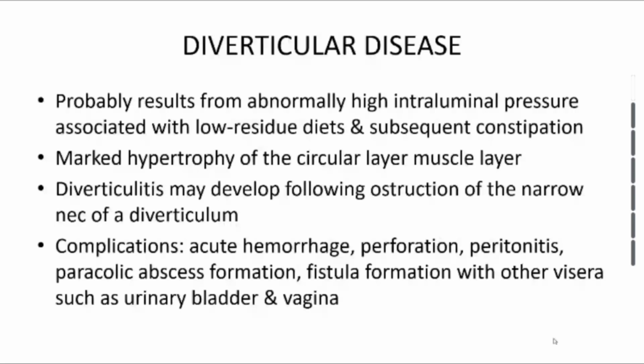Other viscera, such as the urinary bladder, are likely to develop a fistula. A fistula is basically an abnormal connection between two epithelial surfaces. So you can have a connection between the large intestine and the urinary bladder, or between the large intestine and the vagina. If there is a connection between the large intestine and the urinary bladder, when you pass urine there is likely to be fecal matter within the urine. If it is connecting with the vagina, you are likely to have stool coming out of the vagina. That will be a fistula formation. Those are some of the complications that can occur with diverticular disease if it is not well controlled.